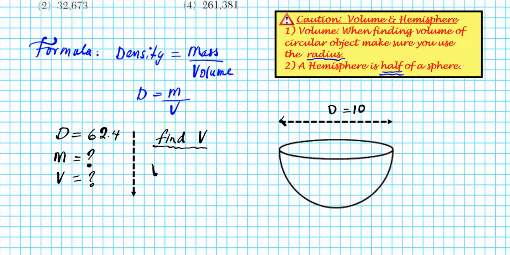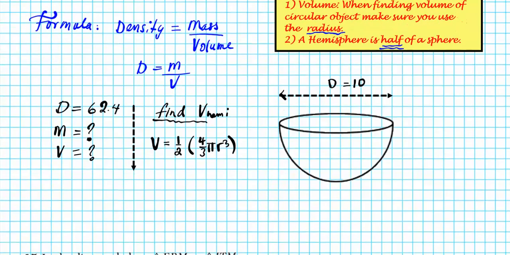The volume of a hemisphere is half of the volume of a sphere, so it's going to be 1/2 of the volume of a sphere, which is 4/3 pi r cubed. All right, so to calculate the volume of this hemisphere, let's call it volume of hemi. What are we going to do? Remember, this 1/2 is because a hemisphere is half of a sphere. So it's going to be 1/2 times 4/3 pi. What do I put in for r?